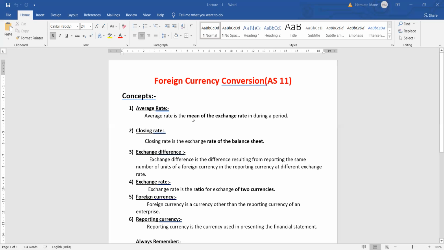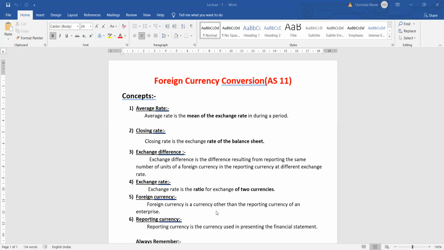Third is exchange difference. Exchange difference means difference in exchange rates. Exchange rate means the ratio of two currencies. Suppose Indian rupees and US dollar. The ratio of these two currencies means exchange rate. Next is foreign currency. Foreign currency means currency other than the reporting currency. Reporting currency is the currency used for presenting the financial statement.